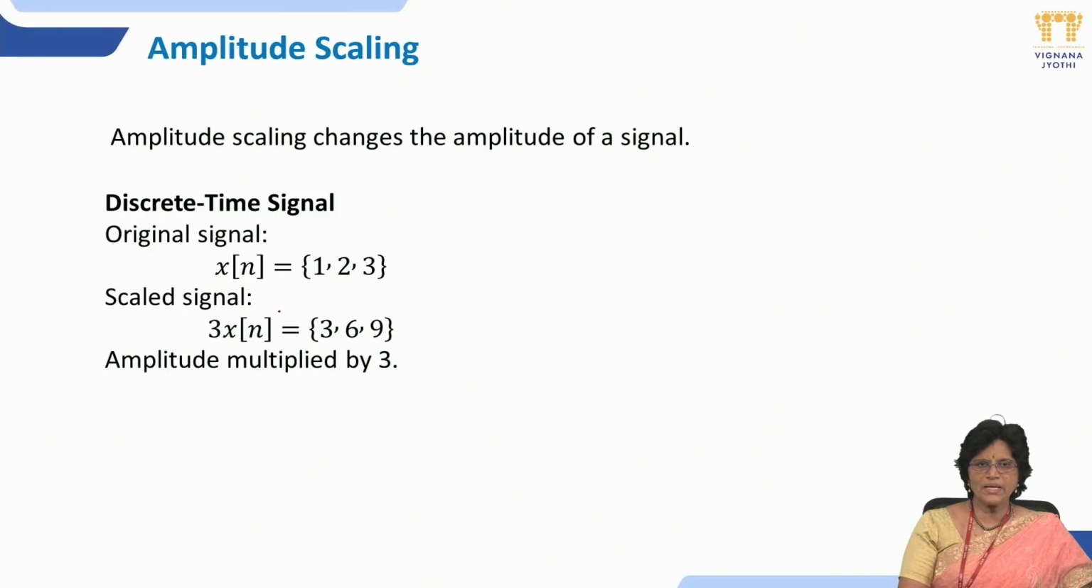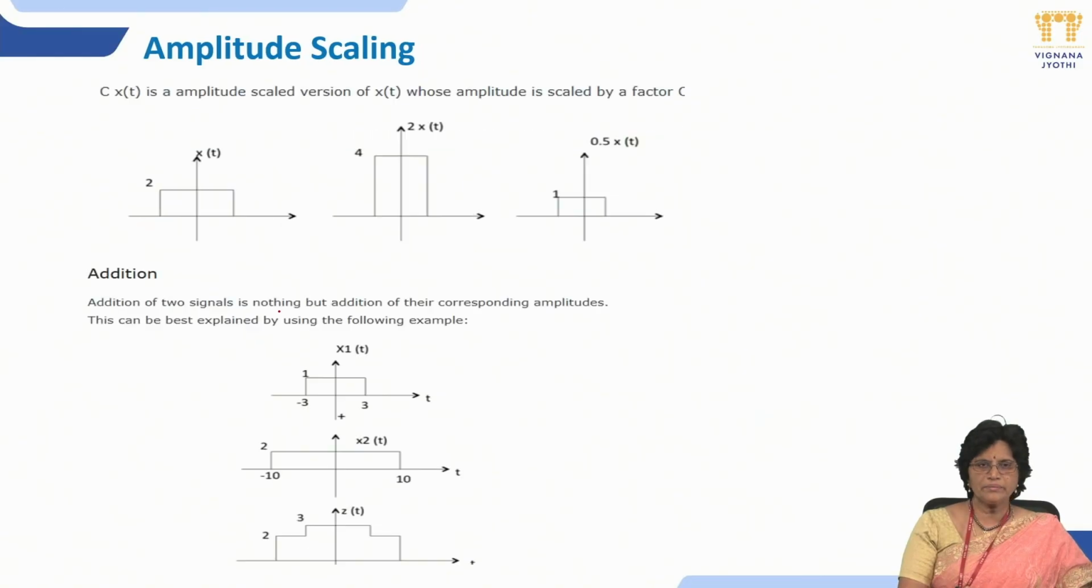The same concept is valid for discrete time signals also. For example, here it is easy to understand. So x of n equal to 1, 2, 3. In amplitude scaling, as I already mentioned, each and every position is scaled. Here I have my signal at positions 0, 1, 2. So at 0 I am multiplying by 3, at 1 I am multiplying by 3, at 2 also I am multiplying by 3. Why? I want to scale my amplitude by a factor of 3. Because of that, at each and every instant I am multiplying by 3. So this is an example of amplitude scaling.